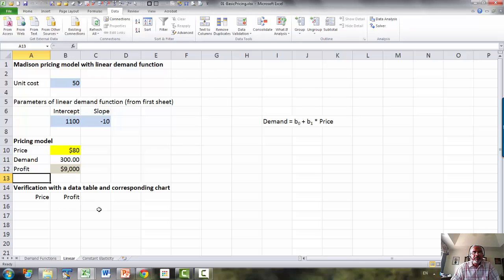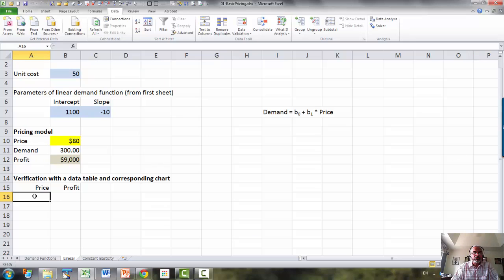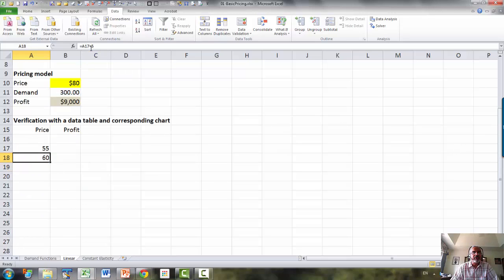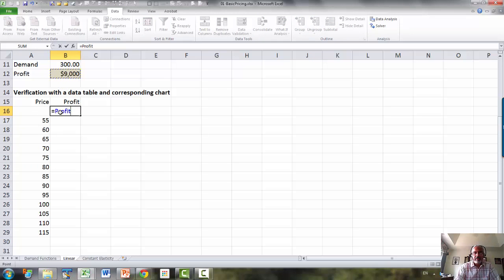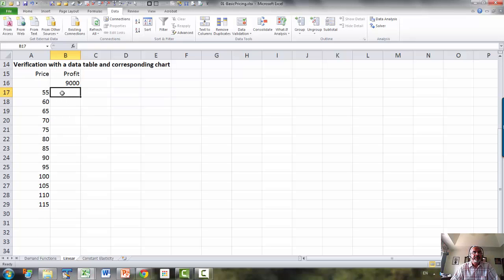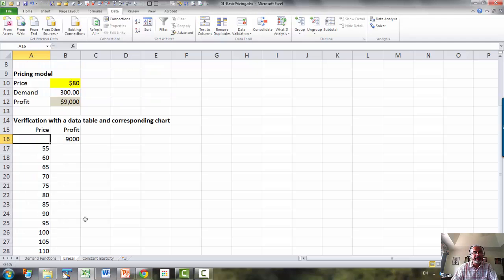Now we can set up a data table to verify. Okay, so we can set up different prices. Let's assume we need to leave the first row blank. So let's assume that we want to go from $55 in increments of 5 all the way to 115. Okay, and we want the profit to be tabulated. So now this is a one-dimensional table.